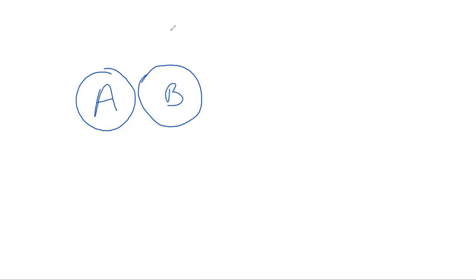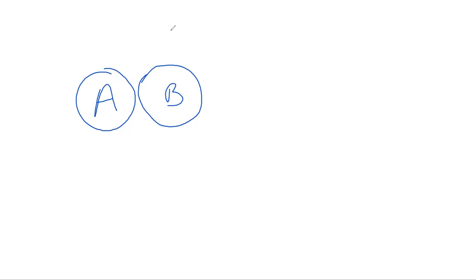Now, spheres A and B are supposed to be touching each other. They are touching each other, but they have no charge right now. They have an equal number of protons and electrons. That's what no charge means, right?